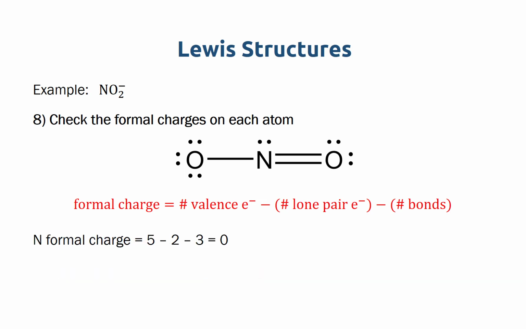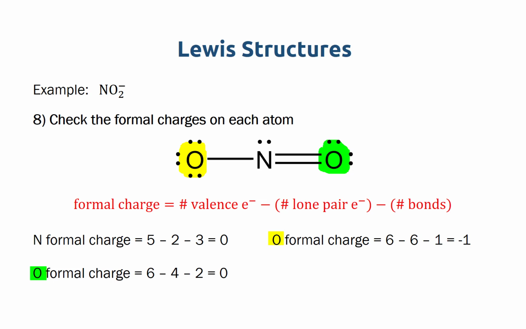So for nitrogen, our formal charge will be calculated like this. Nitrogen has 5 valence electrons. It has 2 lone pair electrons because there is 1 lone pair on the molecule, and it has 3 bonds. So that works out to be a formal charge of 0. The left oxygen, which I've highlighted in yellow, has a formal charge of -1. Oxygen has 6 valence electrons. This oxygen has 3 lone pairs, which is 6 lone pair electrons, and it has 1 bond. So that gives a -1 formal charge.